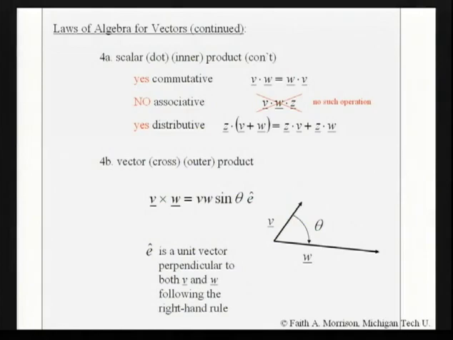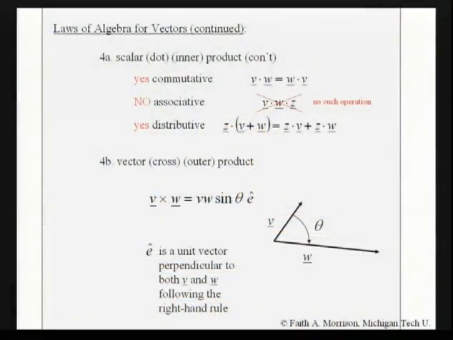Now, the dot product has these rules of commutative, associative, and distributive too, but associative doesn't work. You can't dot three vectors together, but they do commute. Okay, the dot product does commute, and it does distribute. So the z first dots with the v, and then it dots with the w. Okay, very straightforward. No associative law for the dot product.